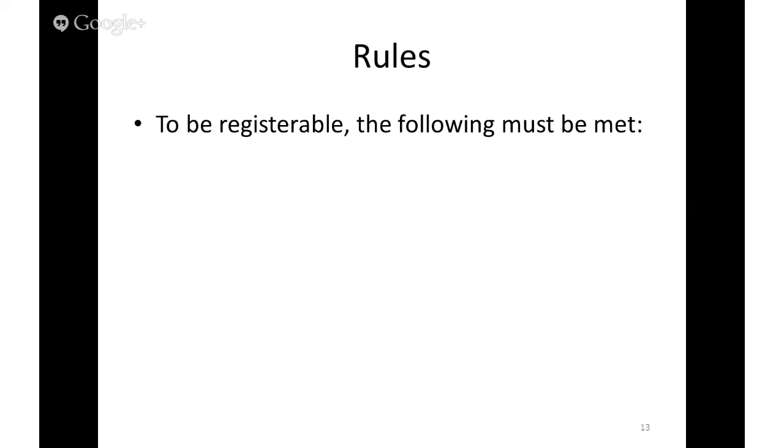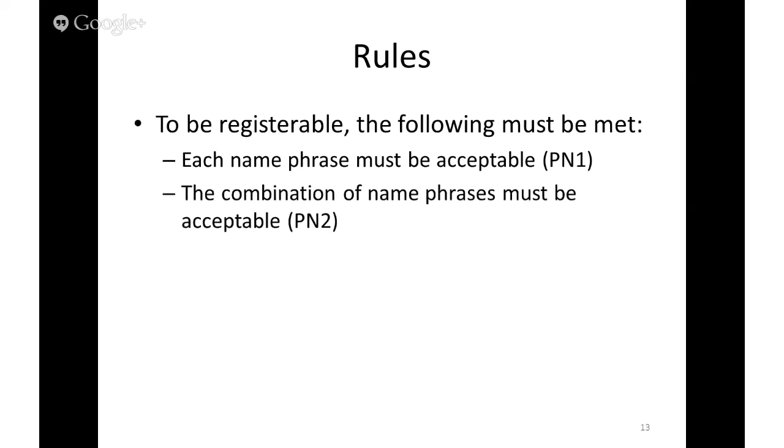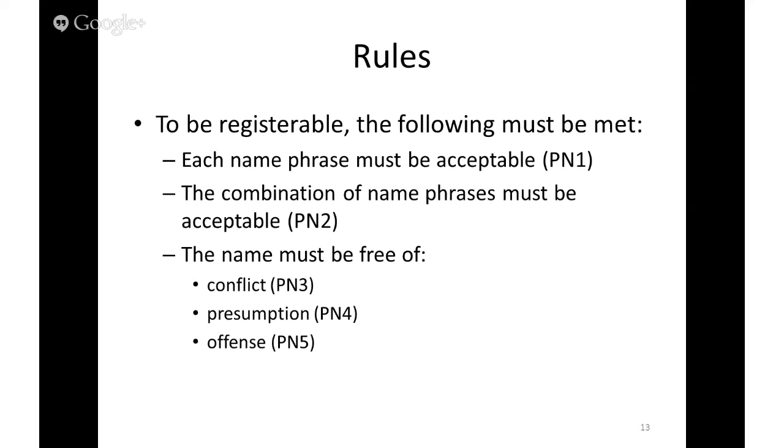So, what do we need to do to be able to register a name? First, each name phrase must be acceptable, meaning it must be documented in some way, and that's covered by PN1. The combination of name phrases must be acceptable, that's PN2, and it has to be free of conflict, presumption, and offense. And the neat thing about SENA, the current rule set, is it pretty much walks you through step by step on how to do a name. I say the Armory rules are a list of things you're not allowed to do. The names rules are a list of not just things that you are allowed to do, but how to do them. It really makes it very, very easy. You just go through it.